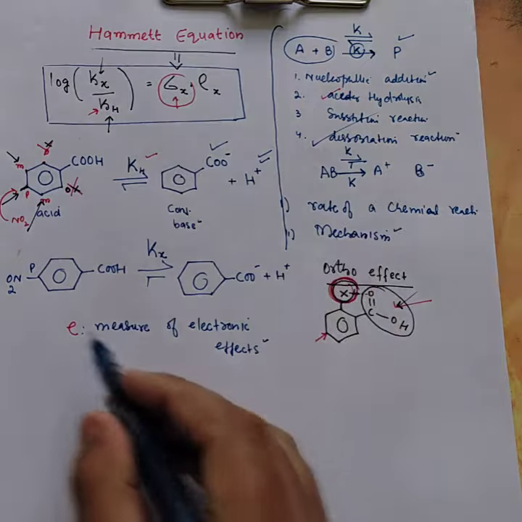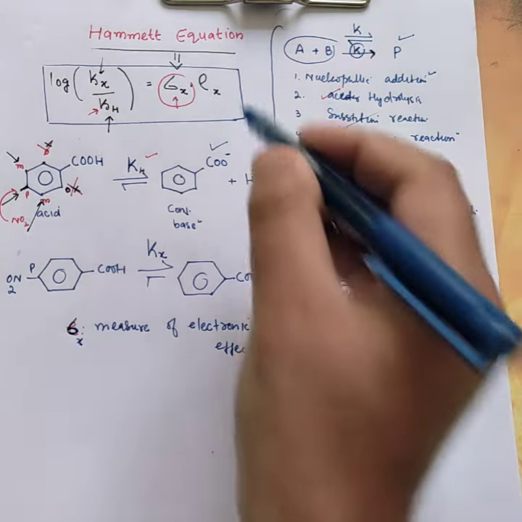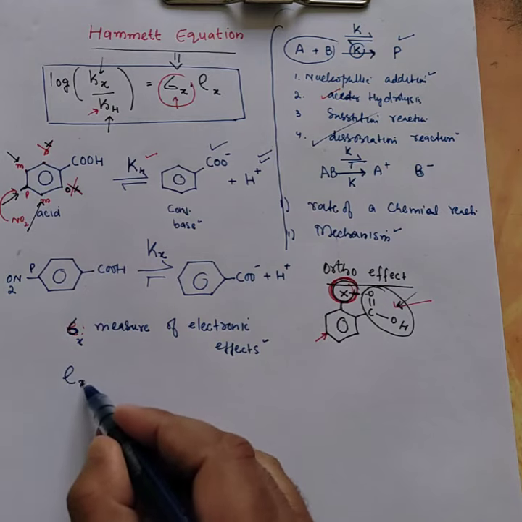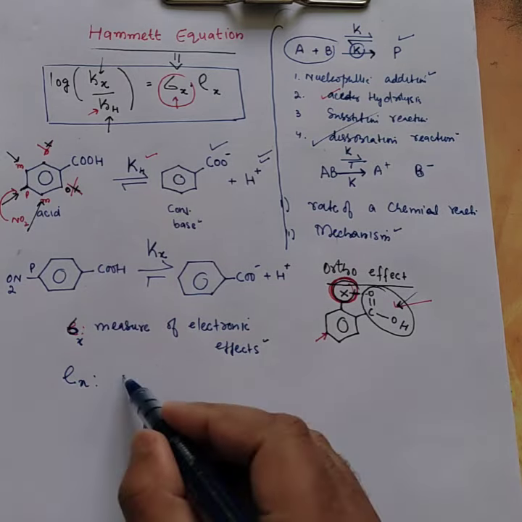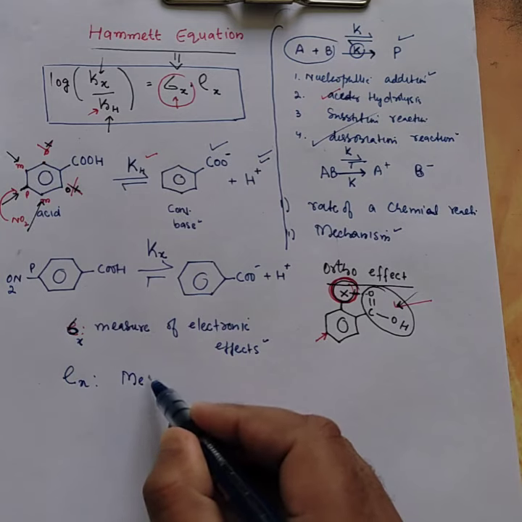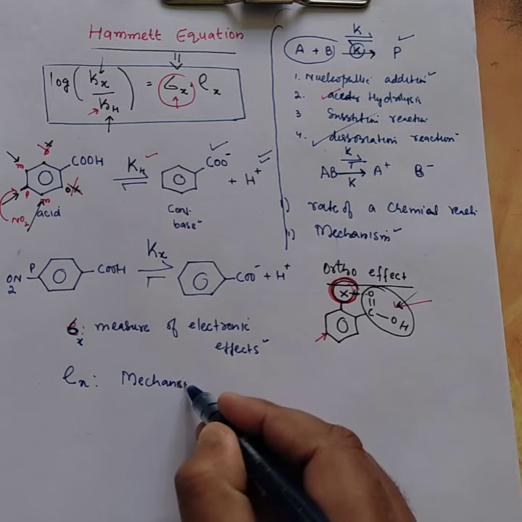Then we have one more term. Sorry, this is your sigma. Then we have rho. We have rho x, another term. Rho basically tells you, it helps you to understand the mechanism of the reaction. It's a measure of, it helps you to understand the mechanism of reaction.